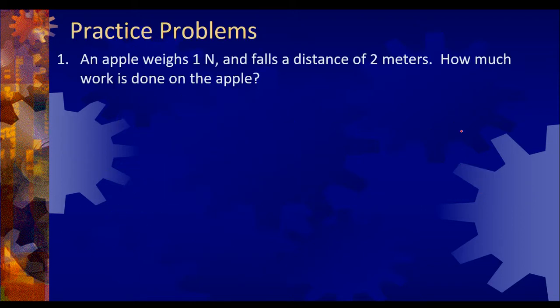Let's try another one. An apple weighs 1 newton and falls a distance of 2 meters. How much work is done on the apple? Again, this is force times distance. Here's my force, 1 newton. Here's my distance, 2 meters. Force times distance is work, and my unit is joules because work is in joules.